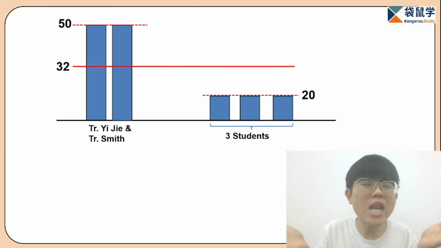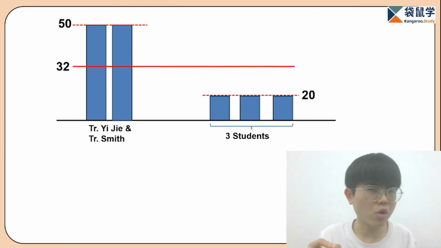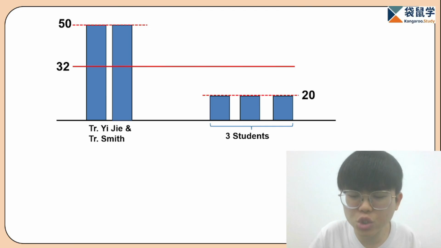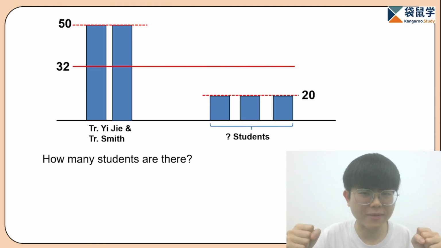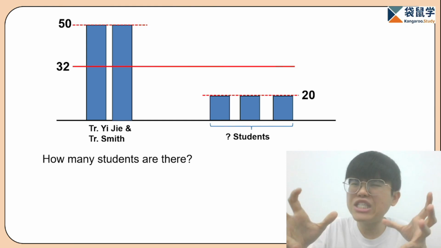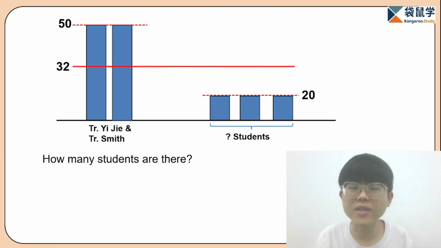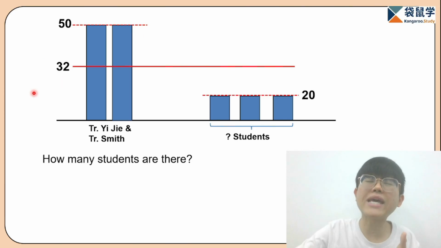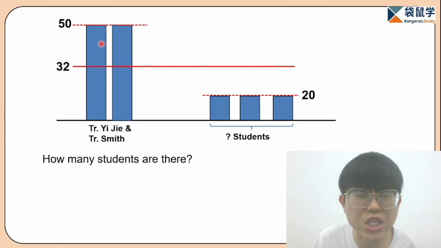Now everyone, what if I change the question a little bit? Instead of finding the average, since now we already know the average, what if the question is actually asking us to find the number of students? How do we want to solve this kind of question? Just now, what we did was take all of the reward cards and then distribute to each of them. Now in this case, since we already know that the average must be 32, instead of taking all of the reward cards, why don't we just take the extra reward cards from the teachers only?